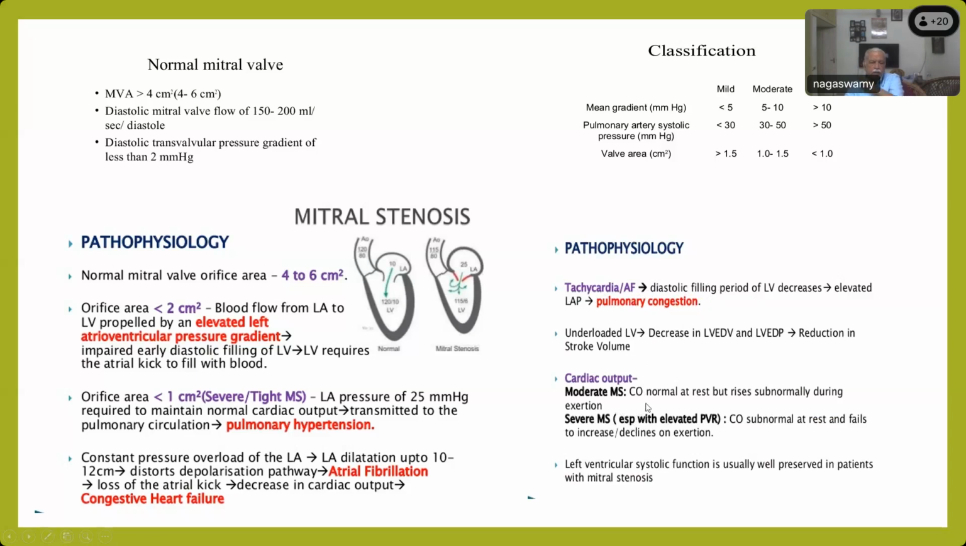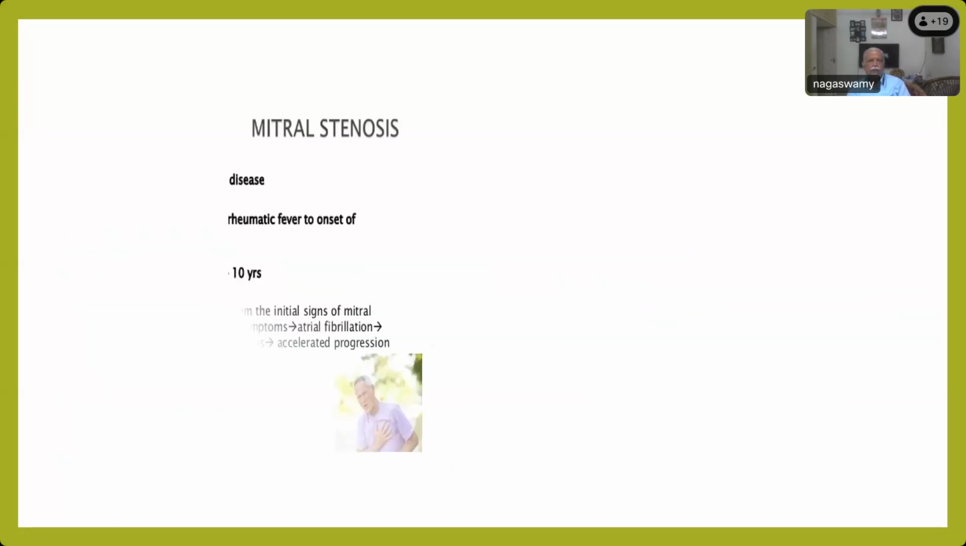In moderate MS, cardiac output at rest is normal, but when the patient exerts, it becomes inadequate. Whereas in severe MS, the cardiac output even at rest fails, and that is the reason the patient develops orthopnea or dyspnea at rest also. And left ventricular systolic function is normally well preserved because the volume received is very low and the muscles are not taxed too much. So the left ventricular function for a long time remains adequate.